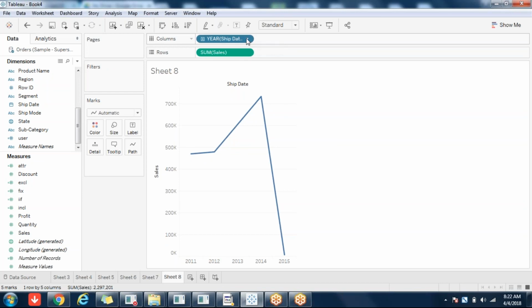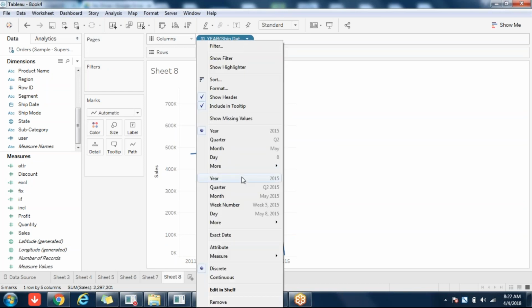Remember, observe this. Here you see year, quarter, month, day, weekday, week number, again year, quarter, month, week number, day, again weekday. Custom is also there. So you can display the data in the line chart in whatever format you want. There is no limitation there. Now, coming back to the point.